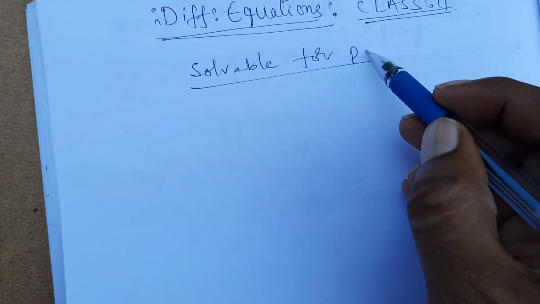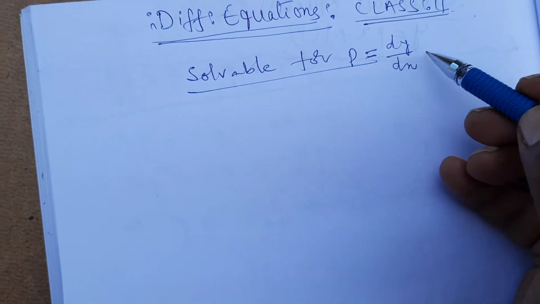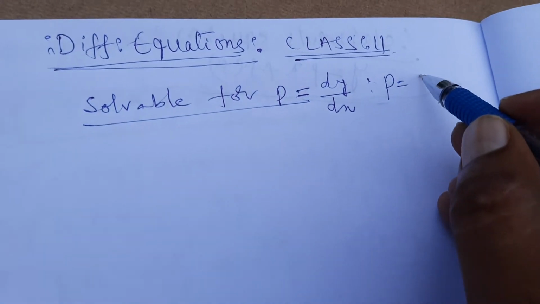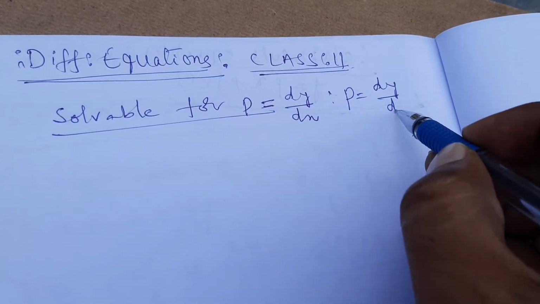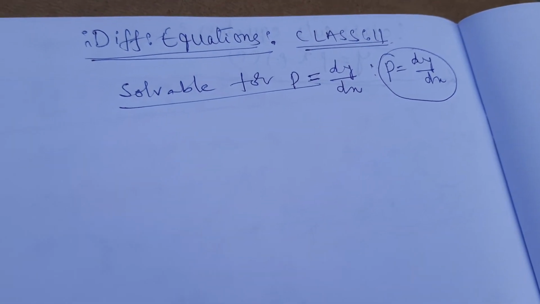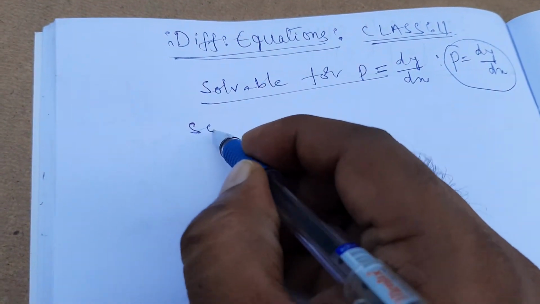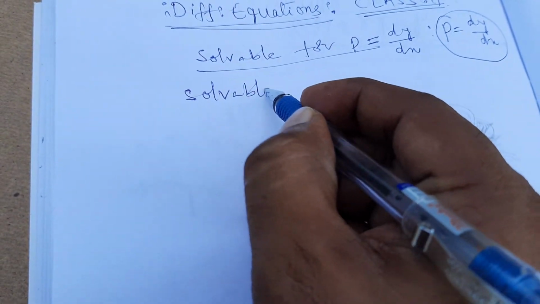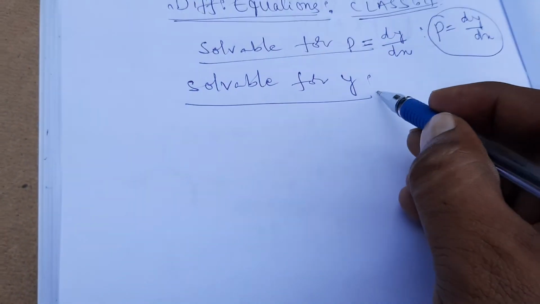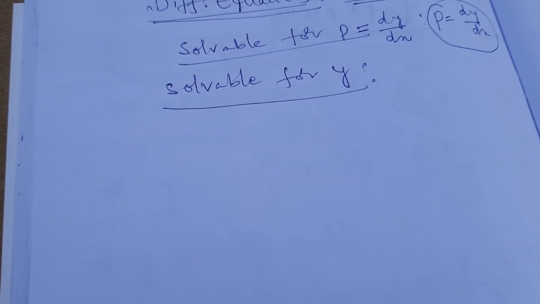What is the meaning of P? P value is nothing but dy by dx. So in this equation, whenever they give P, it means dy by dx is the value. Now today we will discuss solvable for y. This is also one more important model.